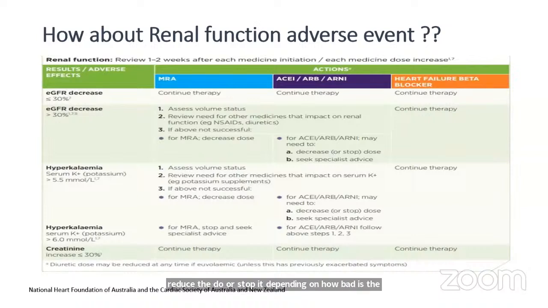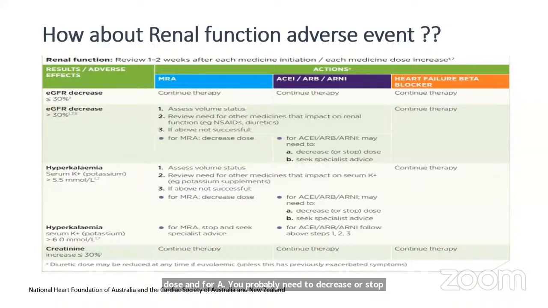And when it comes to hyperkalemia, if you see a patient with a potassium more than 5.5, same thing again, assess the volume status first and see whether there is any other medication which is causing the patient to have hyperkalemia. If none of the above, for MRA, you can probably reduce the dose, and for ACE, ARB, ARNI, you probably need to decrease or stop temporarily until the hyperkalemia resolves.